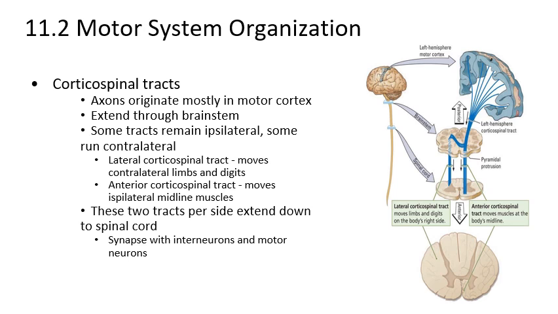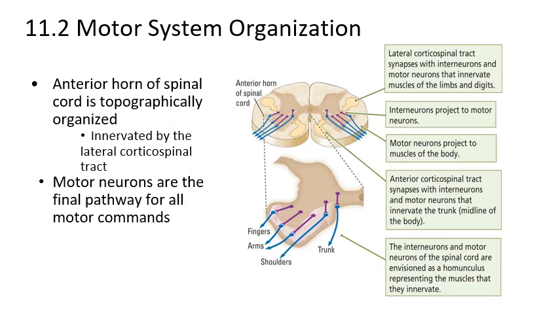And so there are 2 tracts per side that are extending down to the spinal cord, 2 tracts from the right hemisphere, 2 tracts from the left hemisphere, and these synapse with both interneurons in the spinal cord as well as motor neurons. The anterior horn of the spinal cord is topographically organized, so there's kind of a little homunculus in there too.